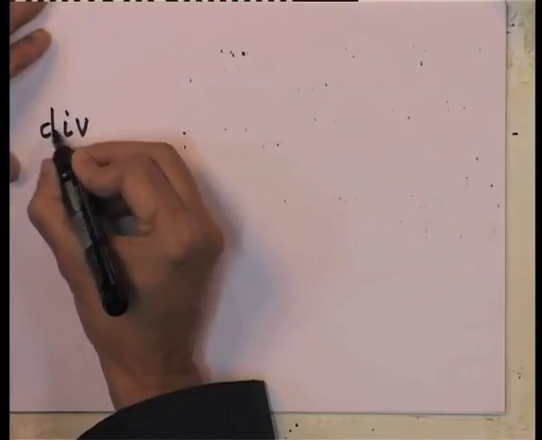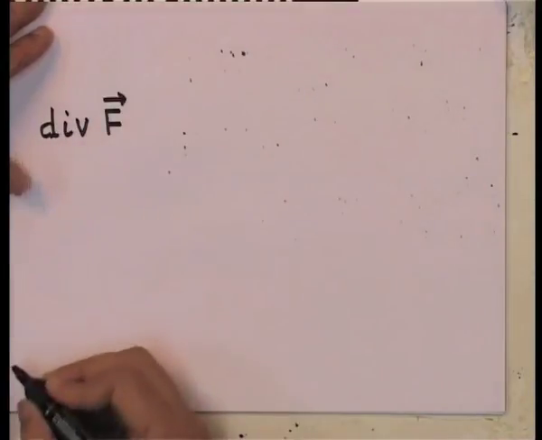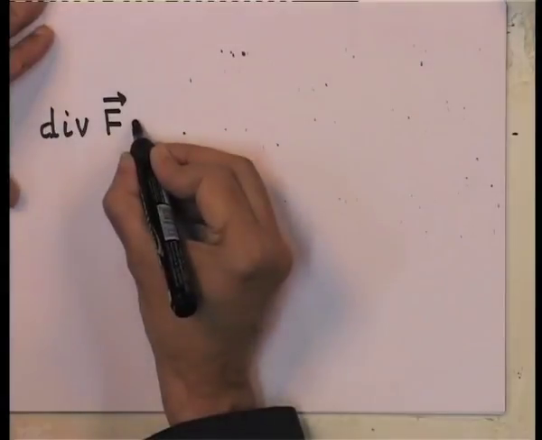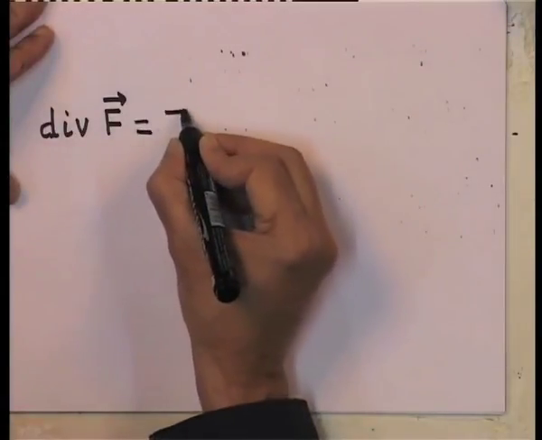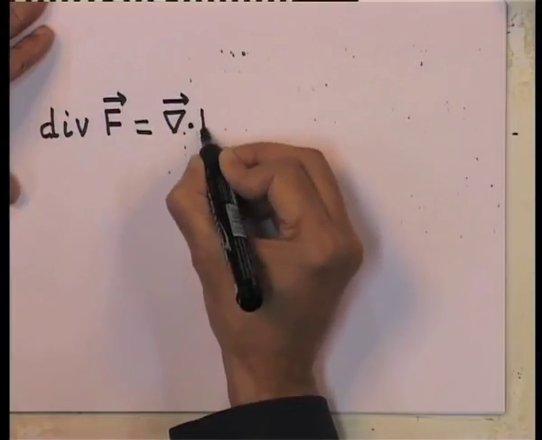Now, let us look at this relationship a little more carefully. The divergence of the vector field is written as div F. One also writes it, for reasons that will become clear, as del dot F.